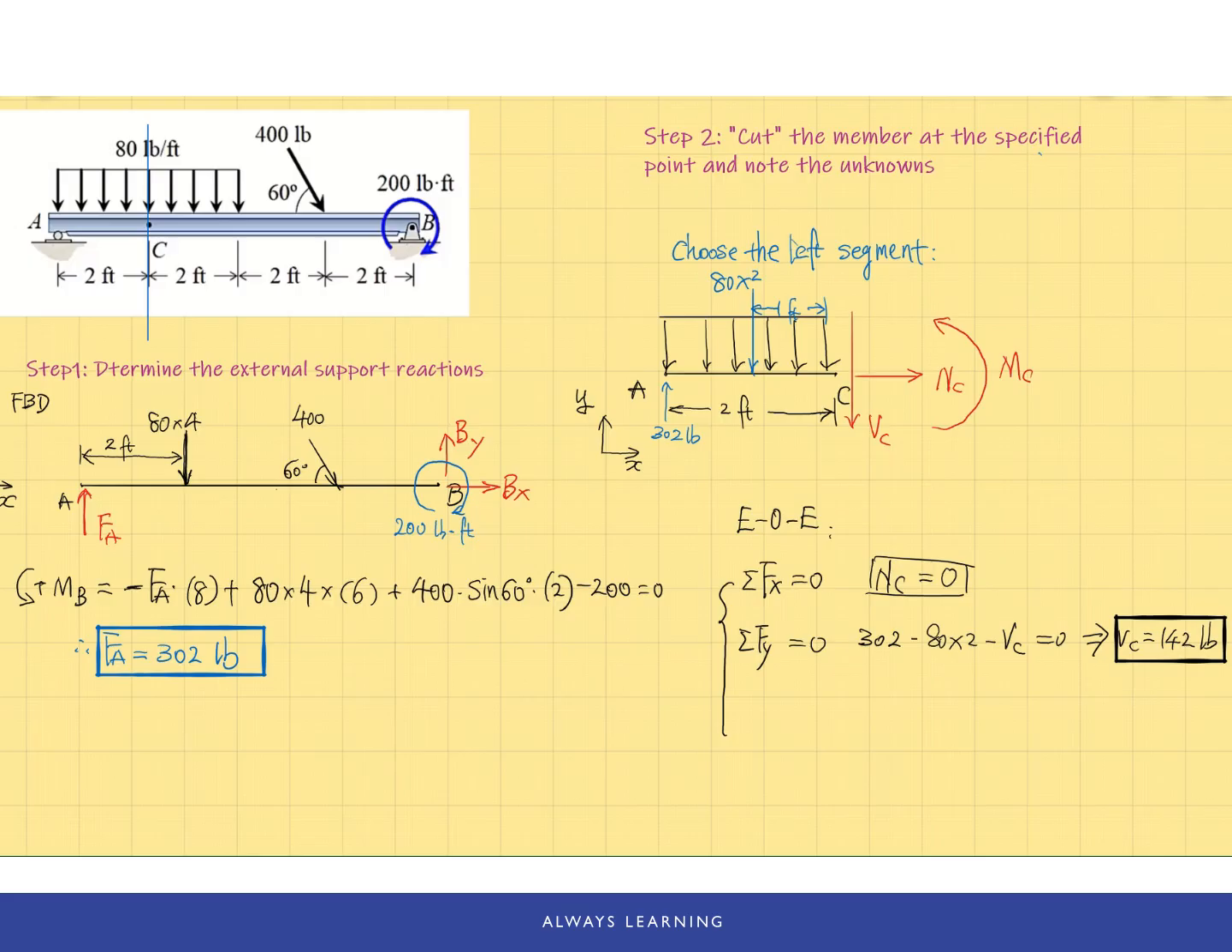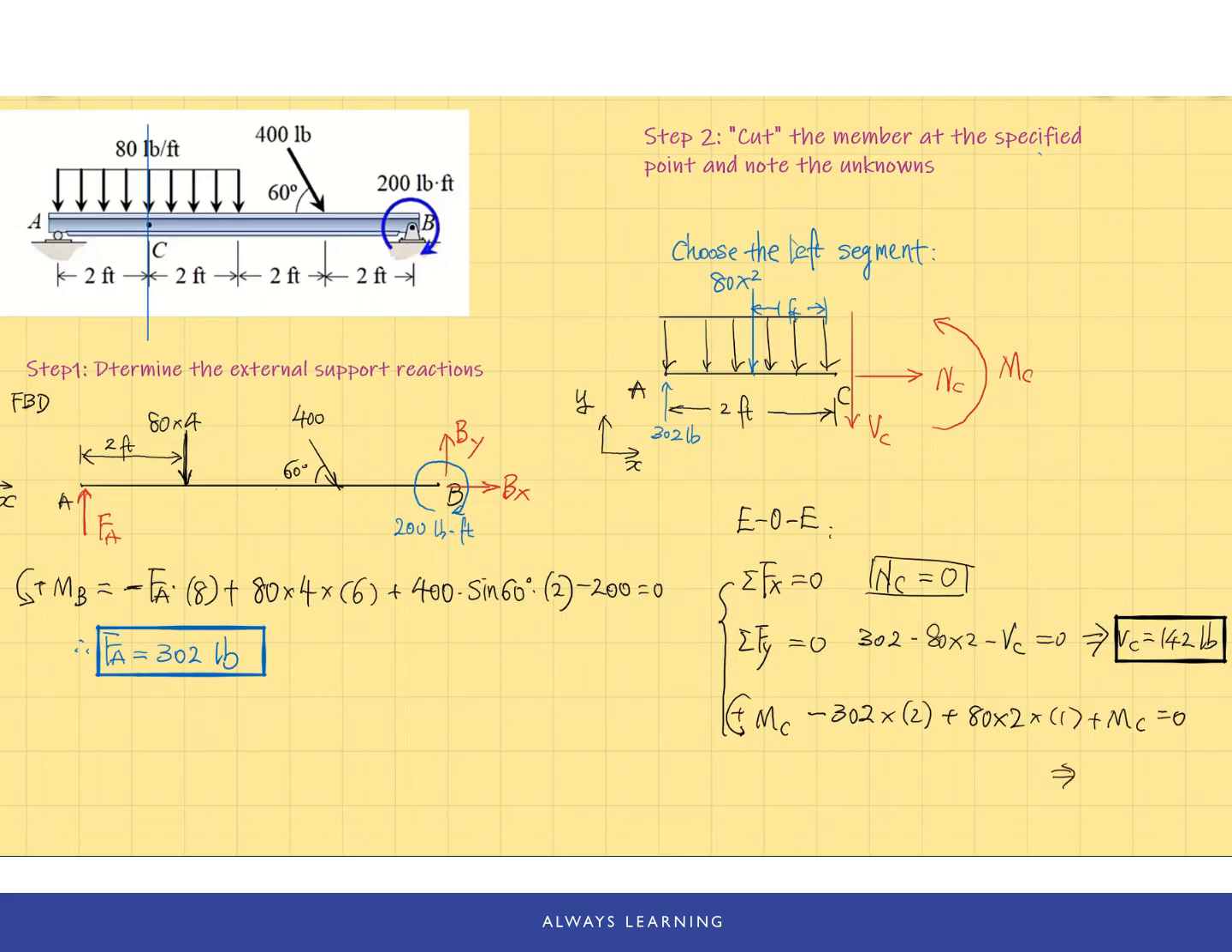And the last equation will be the moment about point C. The reason I'm choosing point C is because we want to find MC, but we don't want to have VC and NC in this equation. So that's why we choose MC. So it's negative 302 times 2 feet plus 80 times 2, which is 160, times 1 foot plus MC equals to 0.